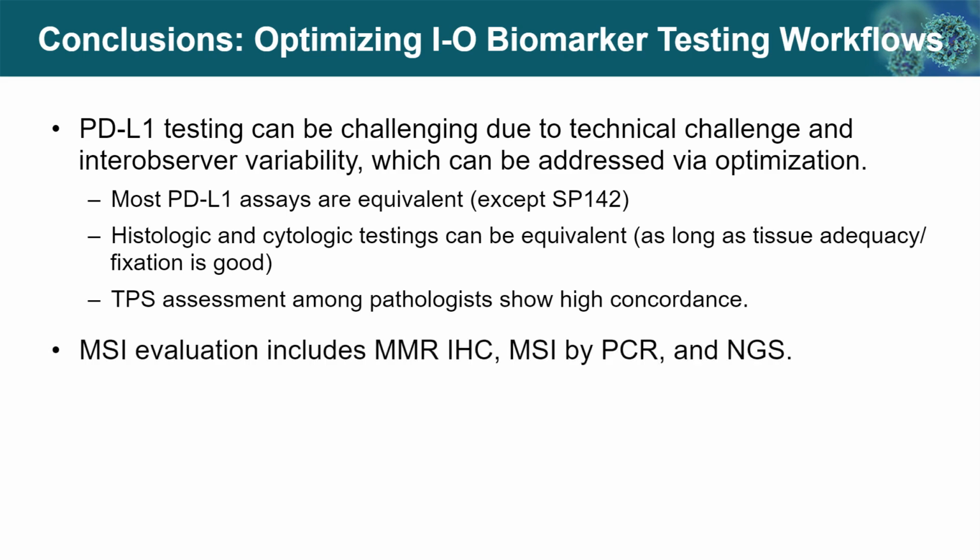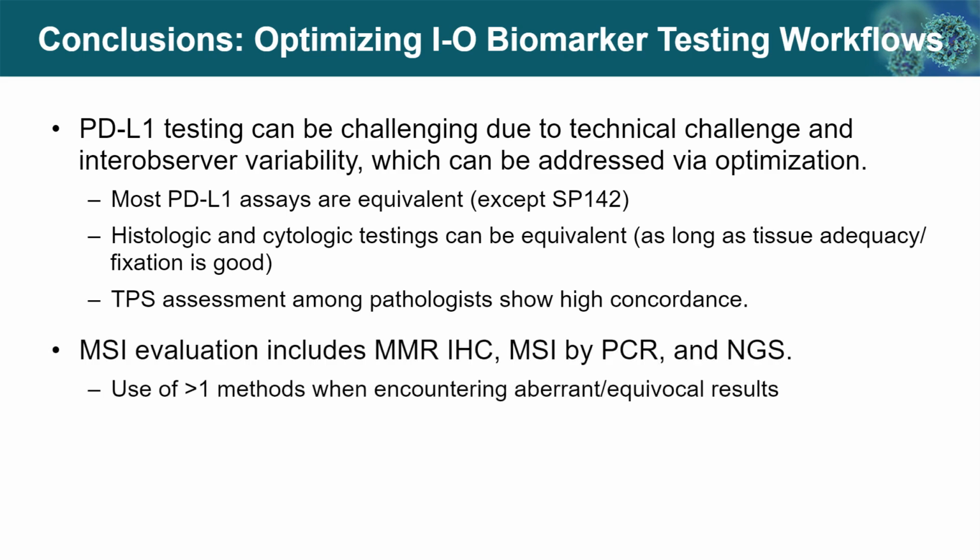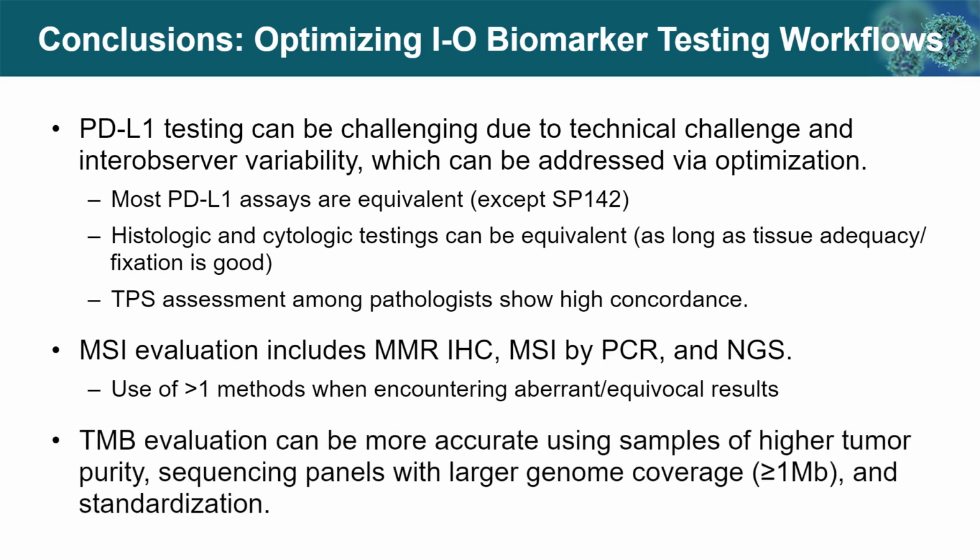For MSI testing, use of more than one method is recommended when encountering aberrant or equivocal results. For TMB evaluation, it can be more accurate when using samples of higher tumor purity, sequencing panels with larger genome coverage, and standardization.